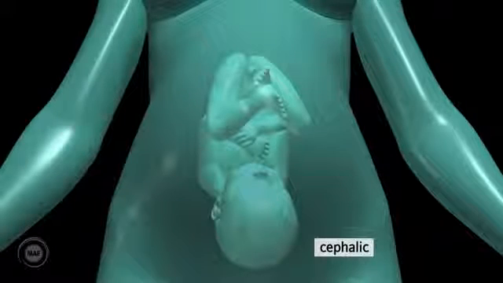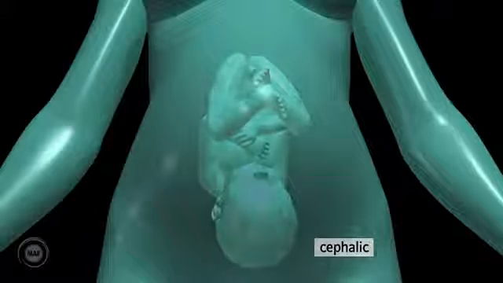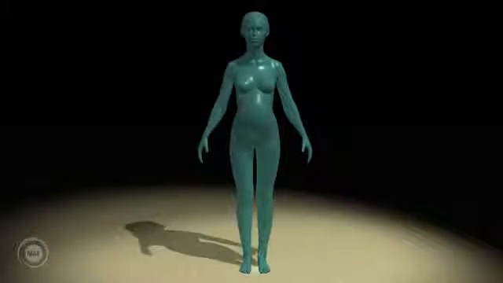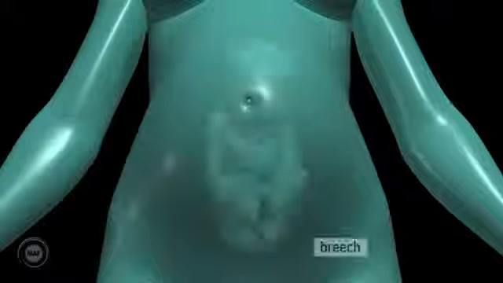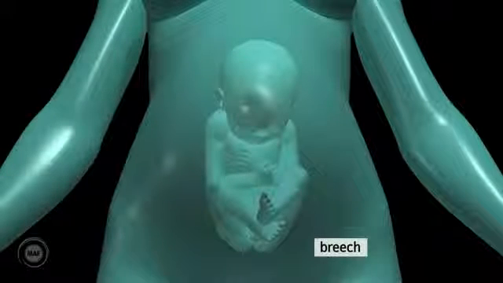Cephalic presentation. Cephalic describes the fetus in the head-down position inside the uterus. The head of the fetus is at the birth canal, in other words, just above the pubic bone. Breech presentation. Breech describes a fetus with its breech or bottom lying close to the birth canal, just above the pubic bone.